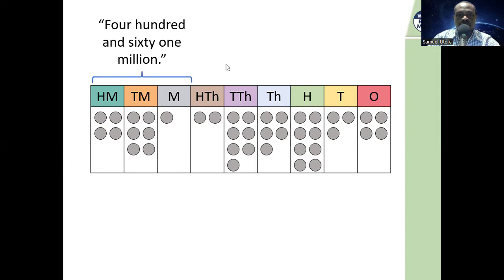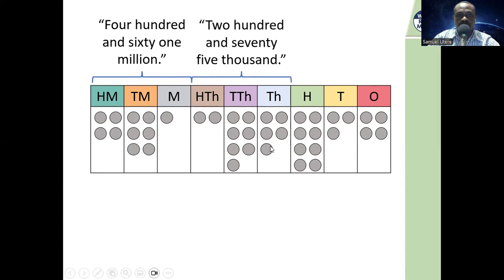Then going to the 1,000 columns, we have 200 thousands. You see, this is the 100,000 column. We have 7 counters in the tens thousand column. So I'm sure you're beginning to think, okay, that should be 70,000. And then we have here 5 counters in the 1,000 column. So just looking at the 1,000, we can call these the thousands, 275,000.